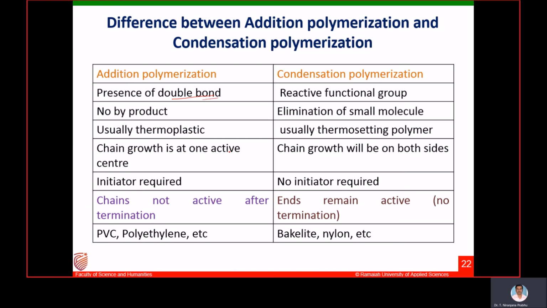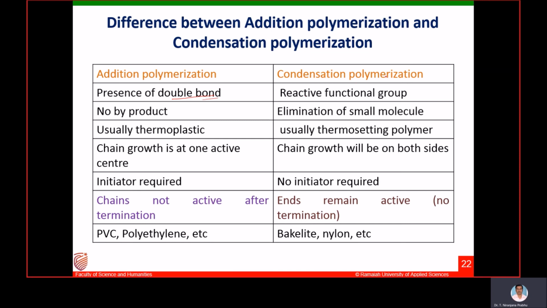Chain growth is at one active center. Once initiated, addition takes place from one end. Chains are not active after termination. I gave the example: once the reaction is terminated, they are not active, so they don't initiate another reaction. Examples include PVC, polyethylene, polypropylene, Teflon, and such examples.